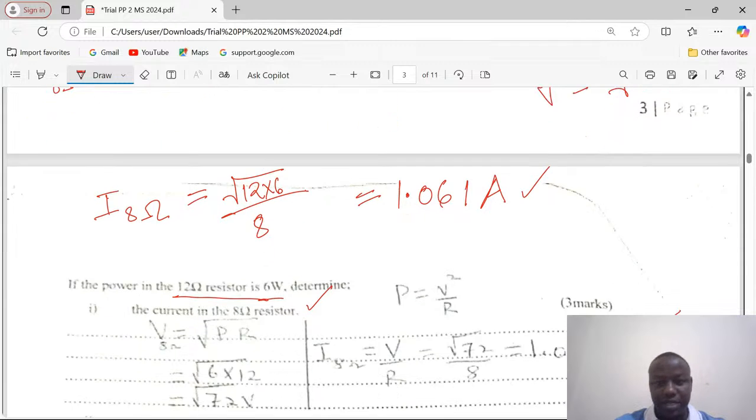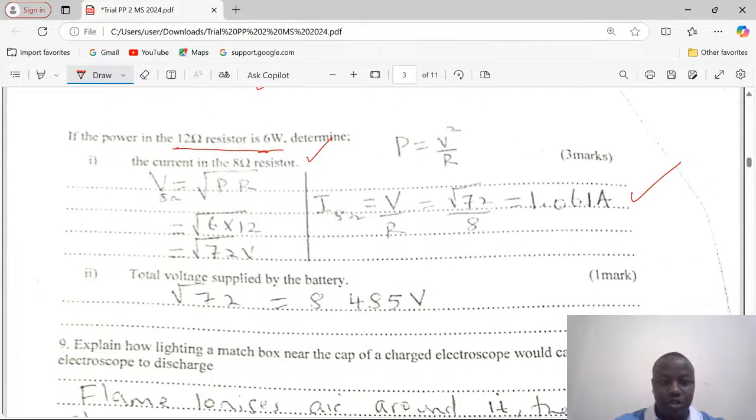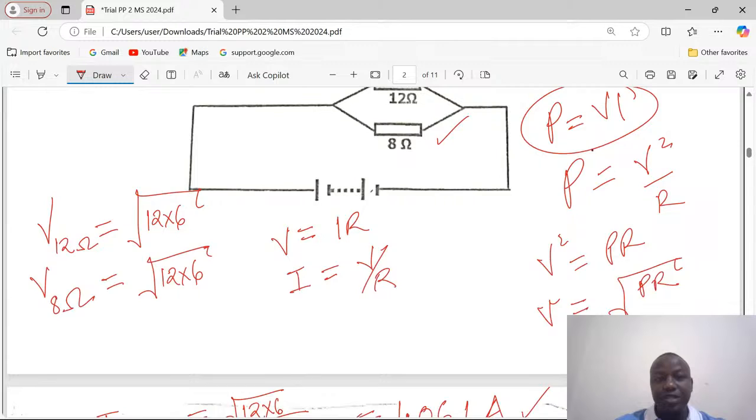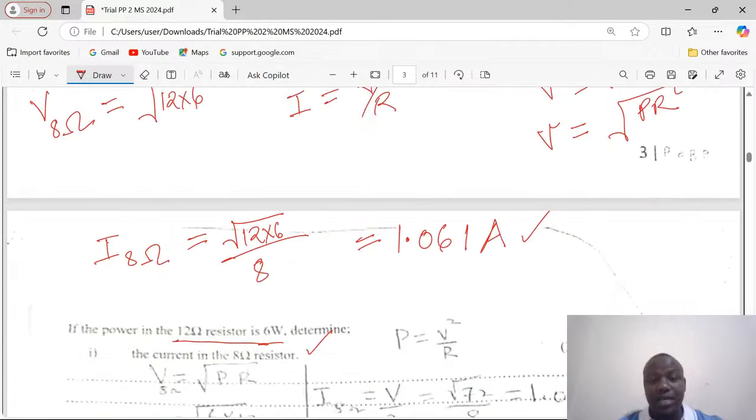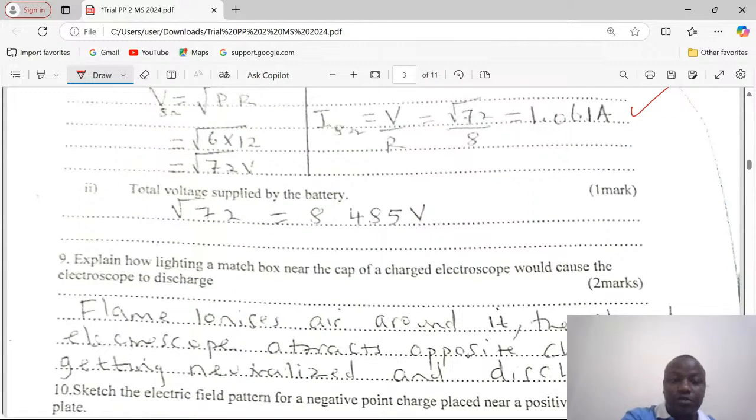Yeah, that is it. Then we are also talking about the total voltage. The total voltage is uniformly moving through. The voltage from the setup here is also the voltage in the respective resistors. So the voltage is going to be the square root of 12 by 6, so the square root of 72, which is 8.485 volts. Yeah. So that's how we work it out.